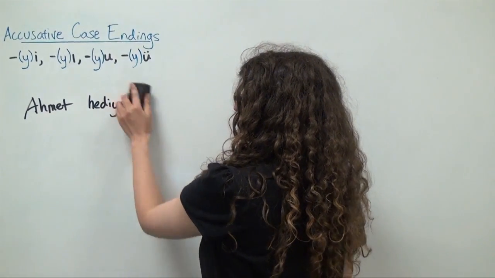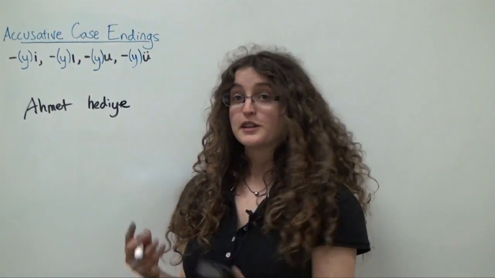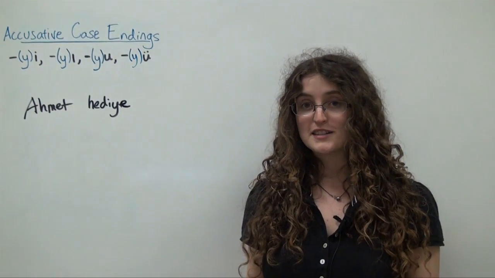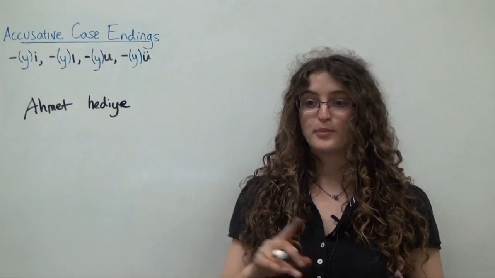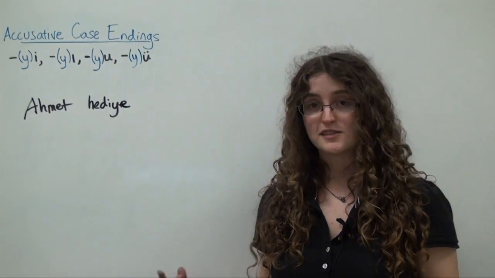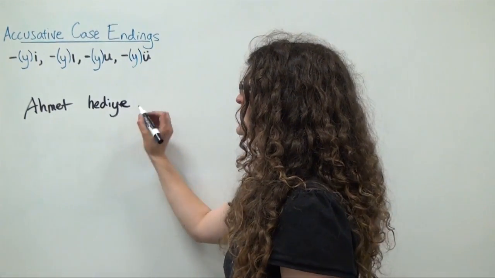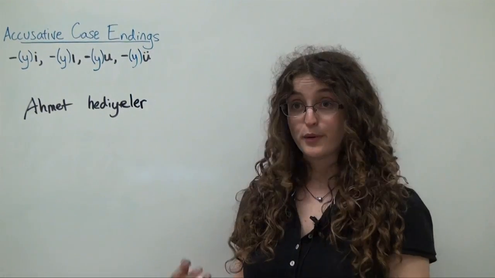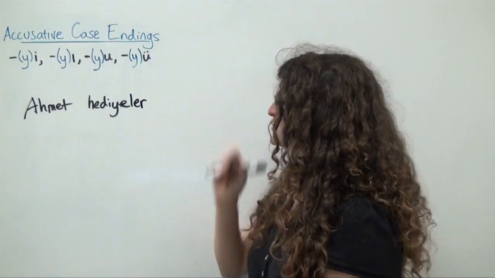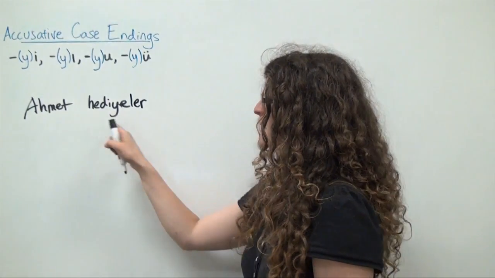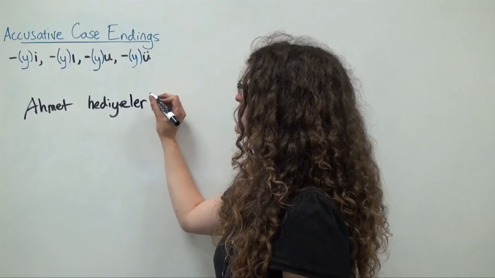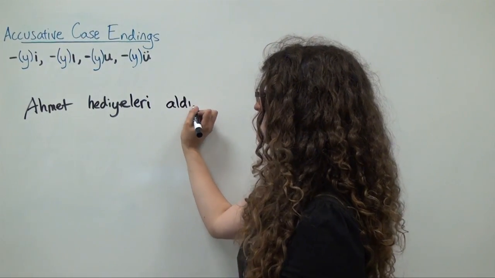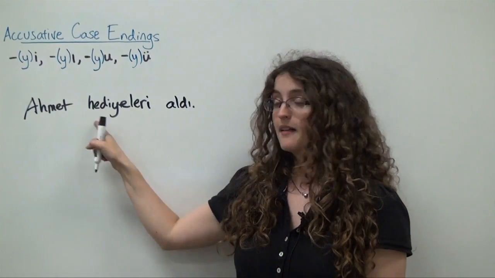We can also add the accusative ending after the plural suffix. So if we want to say Ahmet bought the presents, the present for Layla and the present for Noor and so on, Ahmet hediyeler, plural suffix, and we can simply add the appropriate form of the accusative case ending directly to our plural suffix. So Ahmet hediyeleri aldı. Ahmet bought the presents.